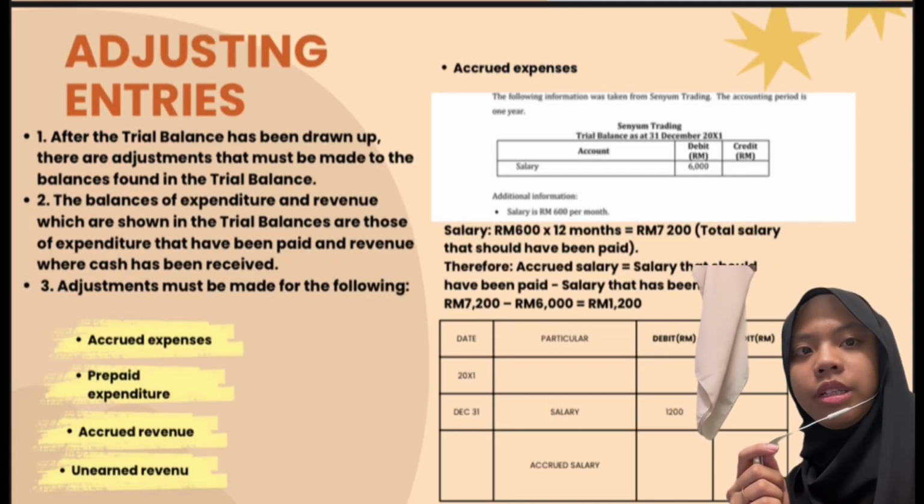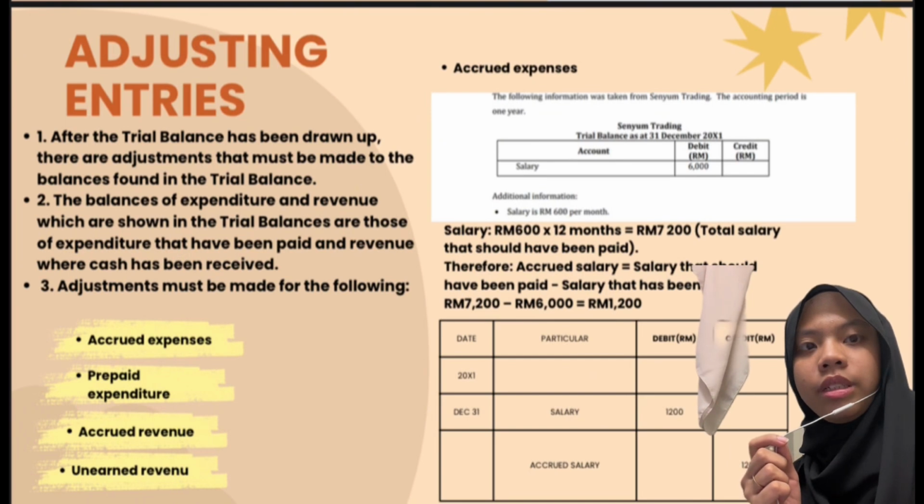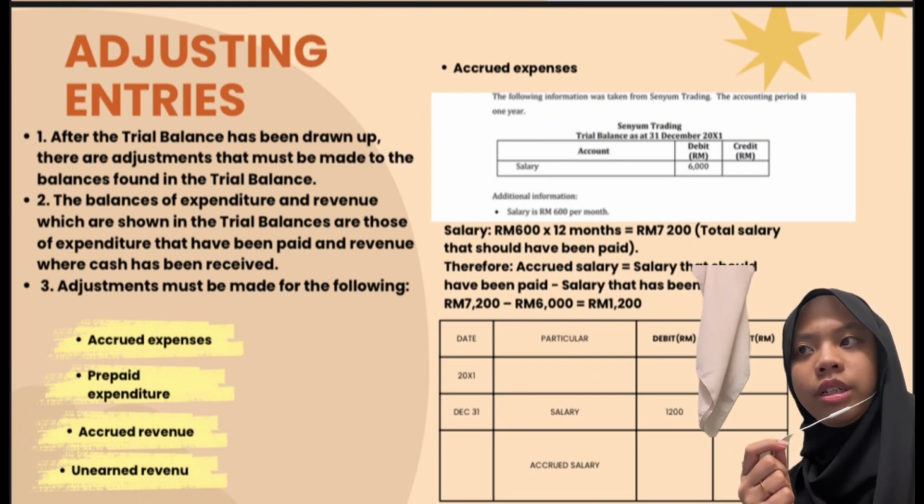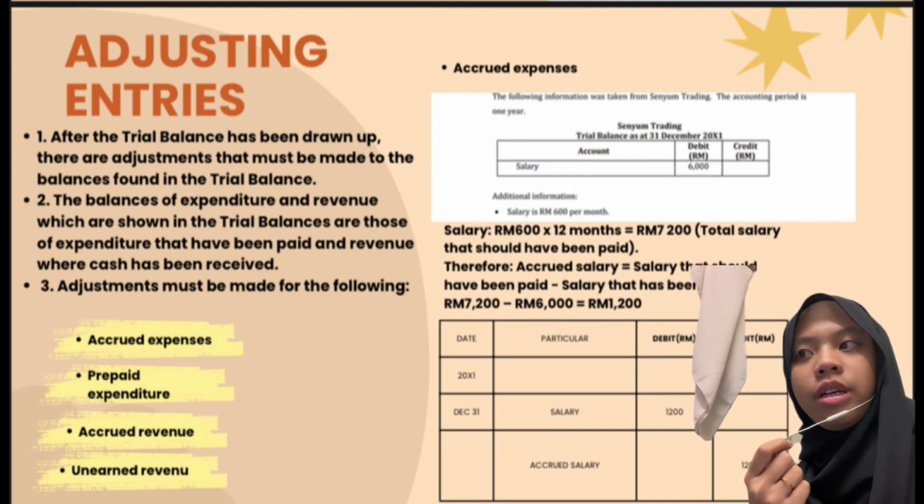Adjusting entries. After the trial balance has been drawn up, there are adjustments that must be made to the balances found in the trial balance. The balances of the expenditure and revenue which are shown in the trial balance are those of expenditure that have been paid and revenue where cash has been received. Adjustments must be made for the following. Firstly, accrued expenses. Second, prepaid expenditure. And then accrued revenue. Lastly, unearned revenue.